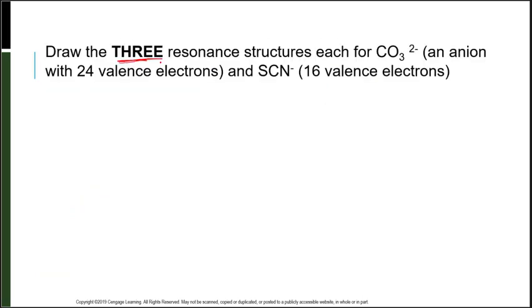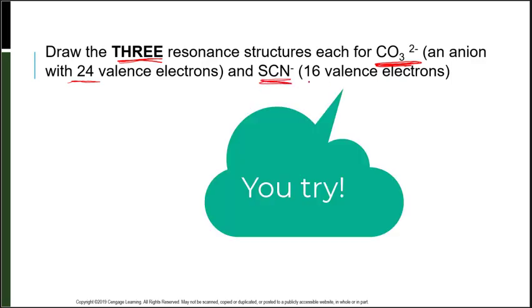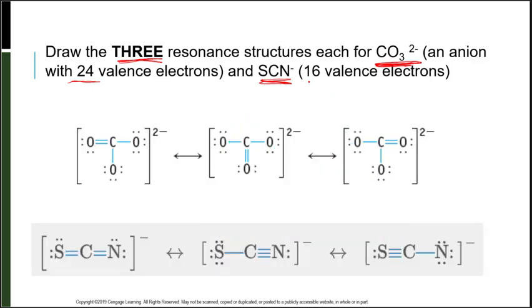Can you draw 3 resonance structures for CO3 with a -2? This is carbonate, an ion that has 24 valence electrons, and SCN with 16 valence electrons. See if you can build 3 structures of each. Let's see what you came up with.